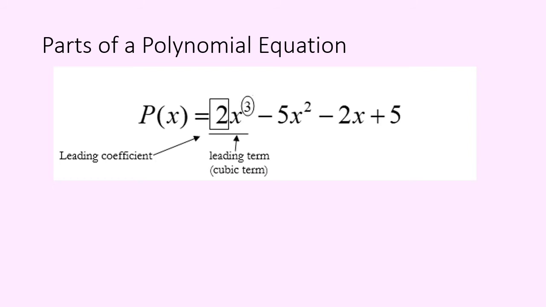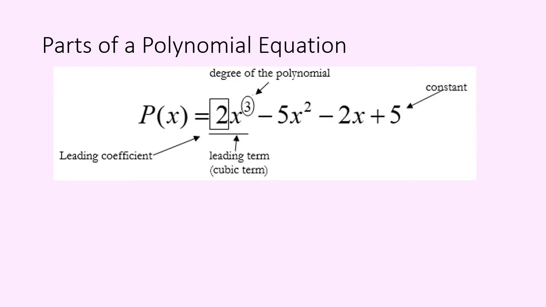Part of the leading term is the leading coefficient, which is the number part of the leading term. This will affect things like end behavior and how far the graph is stretched vertically. That 3 up there is the degree of the polynomial. That's going to determine whether the polynomial is even or odd, and as we mentioned before in the properties, that's going to determine how many terms the polynomial can have, and it's also going to determine how many x-intercepts the polynomial can have.